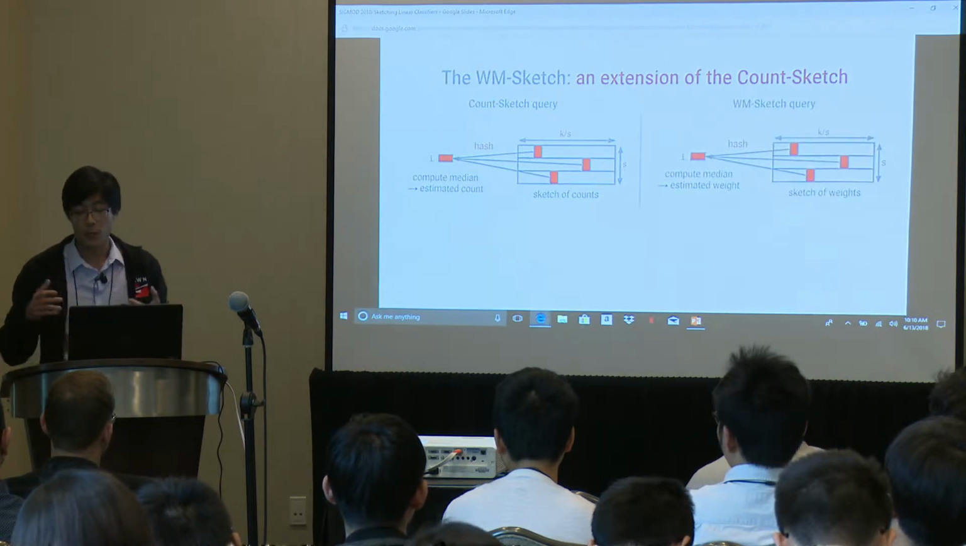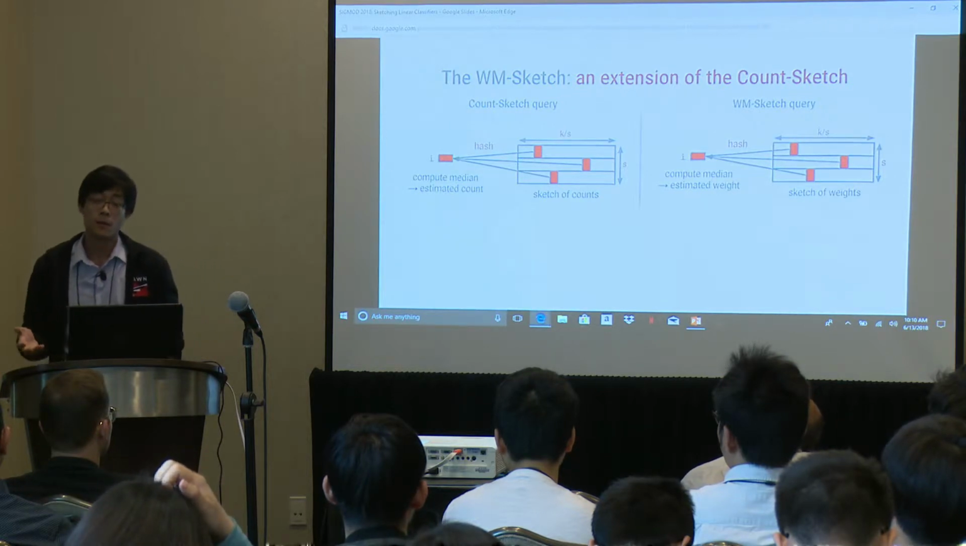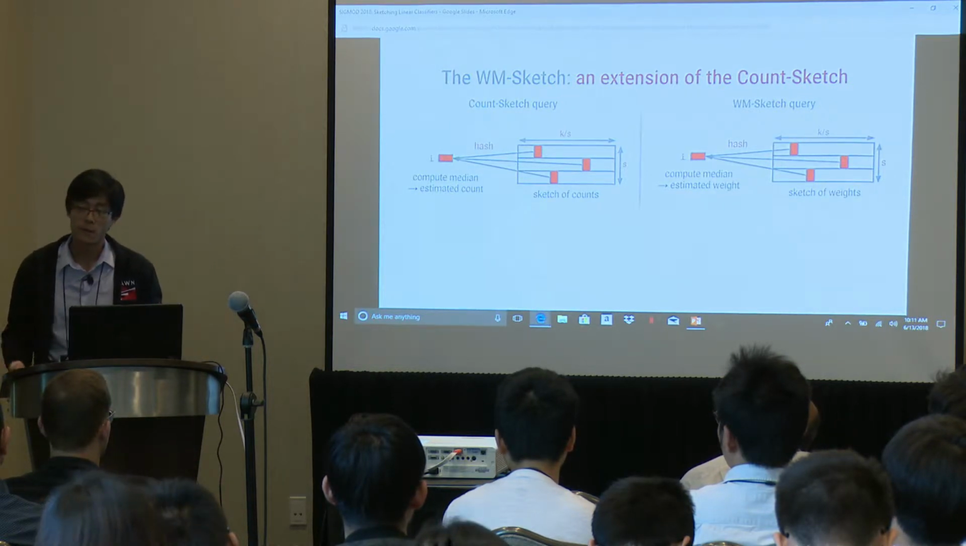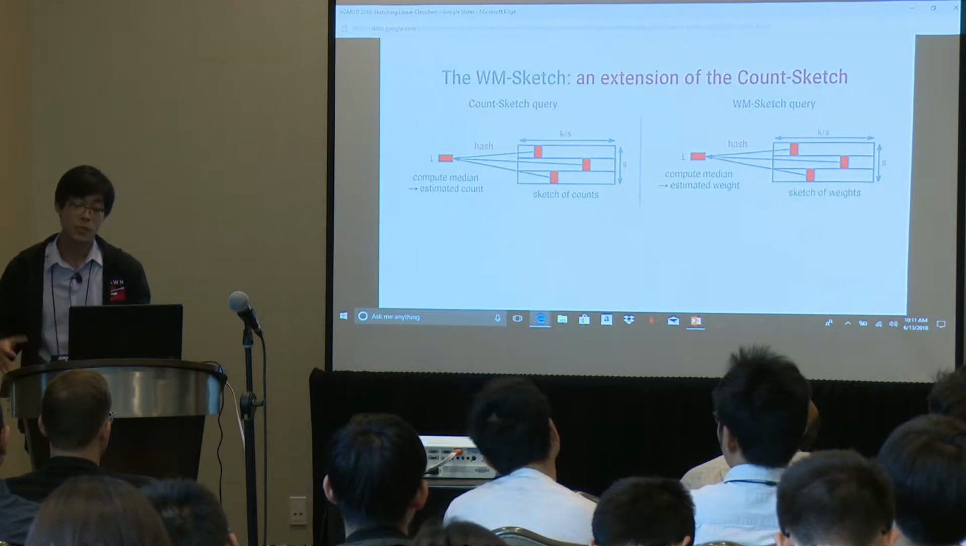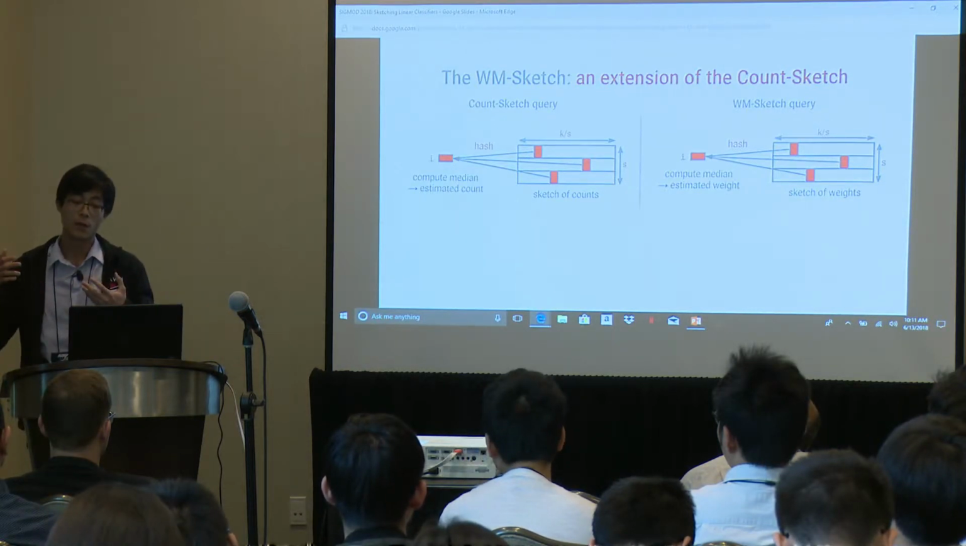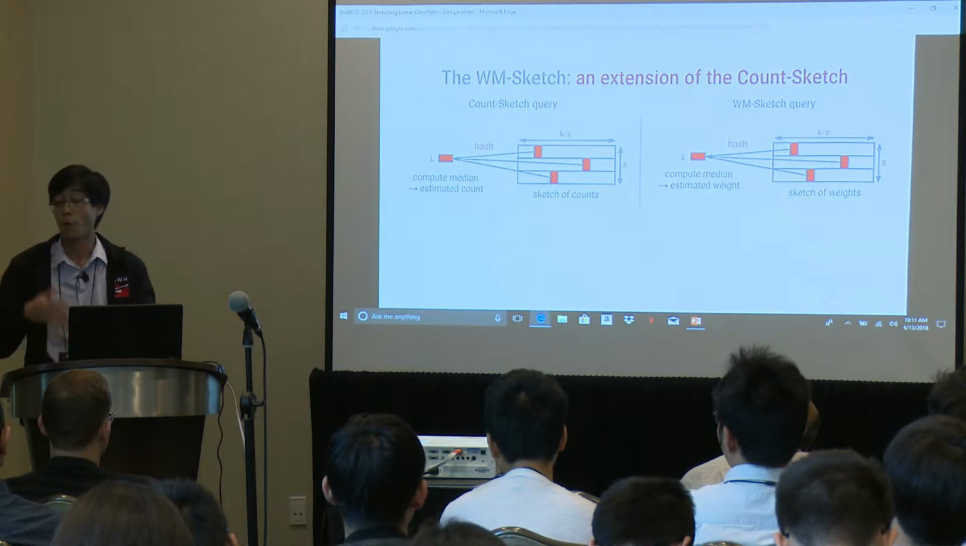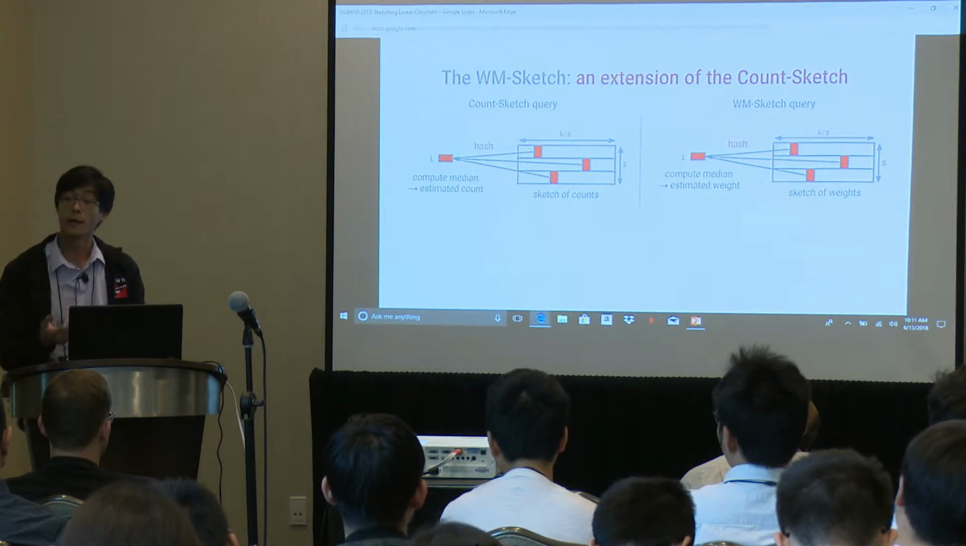The weight-median sketch query is identical. But again, the semantics are slightly different. Instead of returning an estimate for the count of an item, we return an estimate for the weight corresponding to this feature I in the model.